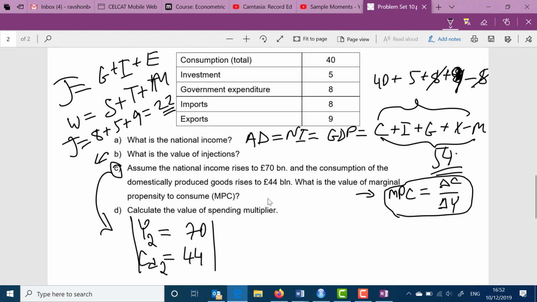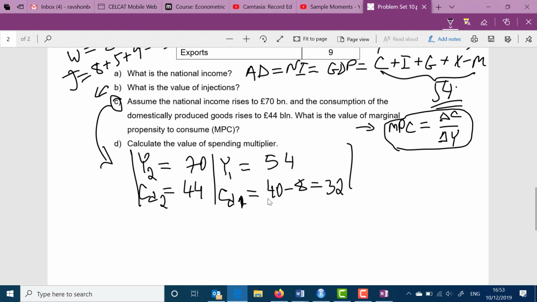Now, to calculate change in consumption, I need to calculate the original consumption, which is consumption total minus the imports. Makes sense? Because this is total consumption, which includes the domestically made goods plus imported goods consumption. So take away imports from 40. So CD1, domestically made goods, is basically 40 minus 8, which is 32. And our original income was 54. That's it.